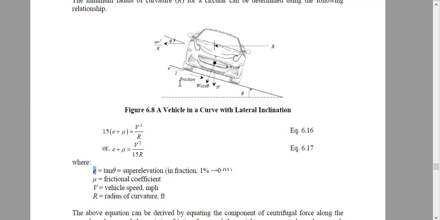Sometimes we express E in terms of percent because we do not know the angle. So if we go this way 100 feet, what is the rise? Rise divided by 100 is my super elevation as a fraction. It is not percent, it's a fraction. So we raise the road to minimize that centrifugal force. Something else also, the friction. This car will tend to go outward, and the friction in the tire will resist that outward force.